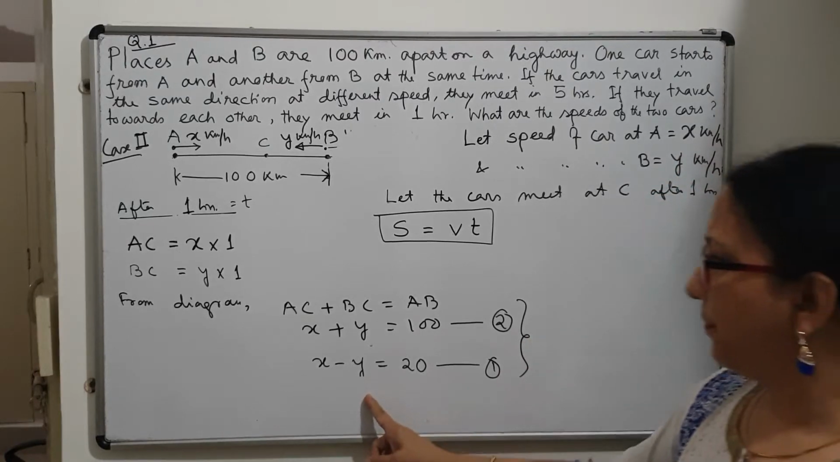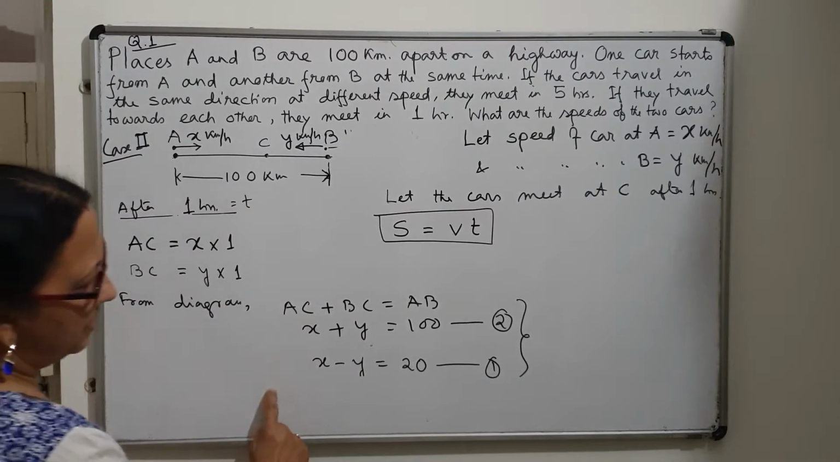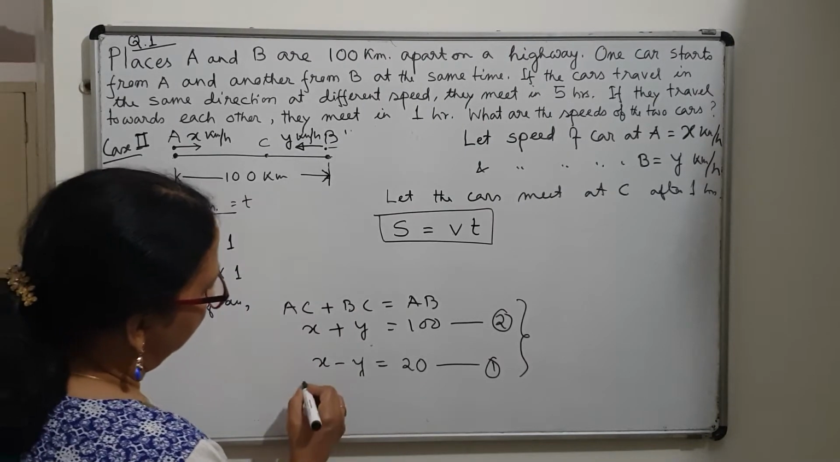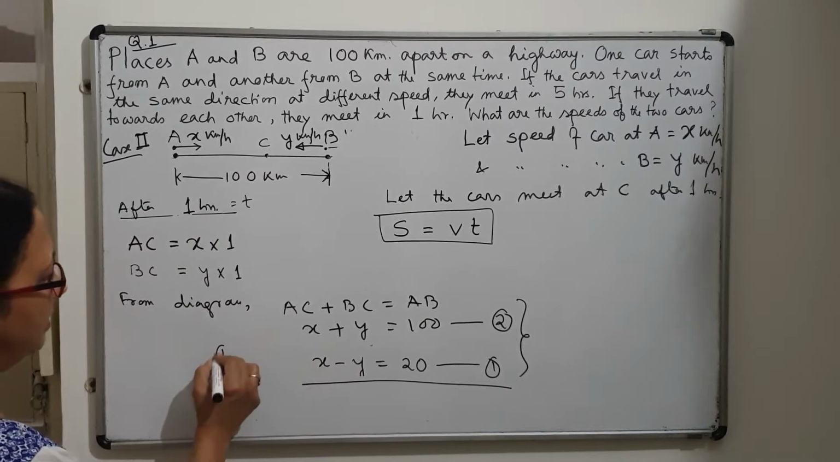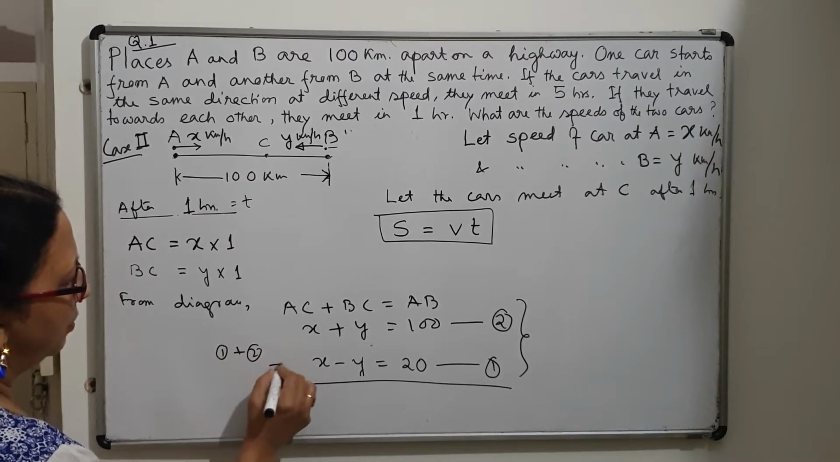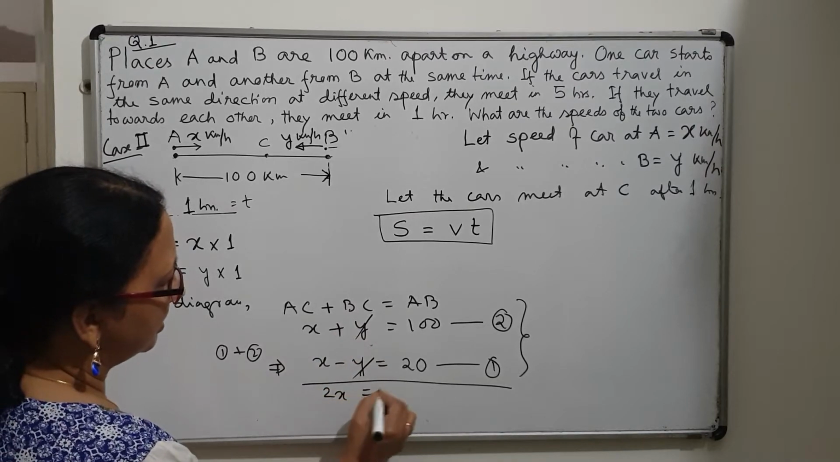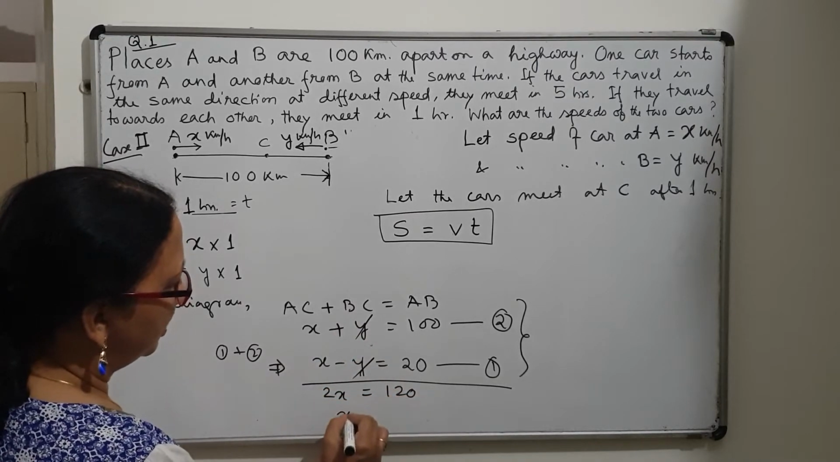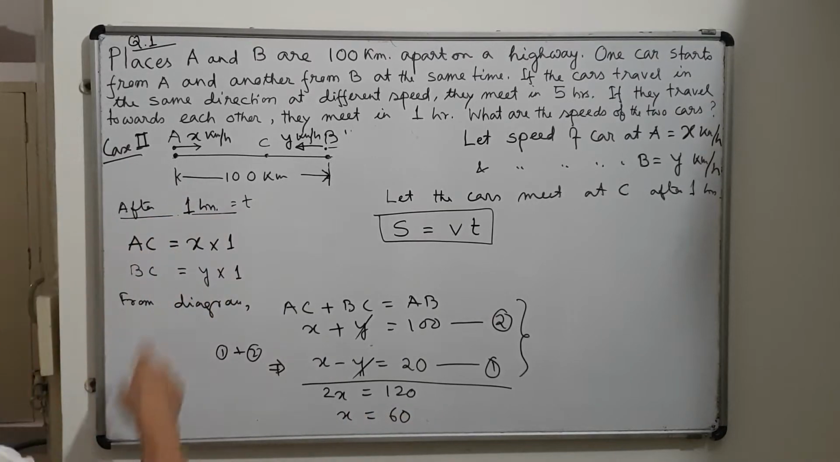As you see, the coefficients are equal, so if I simply add, it can be solved by the method of elimination. If I add 1 plus 2, what will I get? This y will get cancelled. So twice x is equal to 120, so x is equal to 60. So I got the speed of the car at A, that is 60 km per hour.